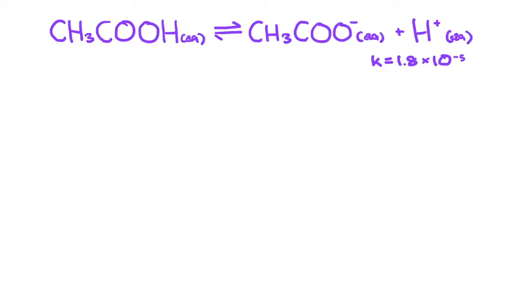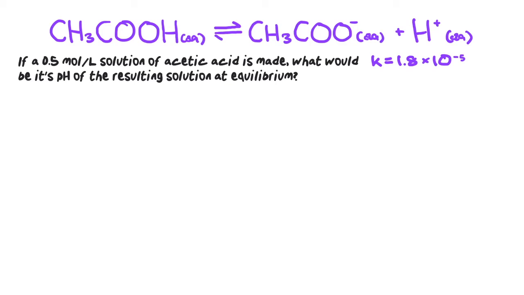Here's another example. Consider the equilibrium of acetic acid. Its K is 1.8 times 10 to the negative 5. Now that's a really small number, which means equilibrium lies far to the left. Very little reactant would form products, so effectively you would end up with loads of unionized acetic acid molecules. So the question is, if a 0.5 moles per liter solution of acetic acid is made, what would be the pH of the resulting solution at equilibrium?